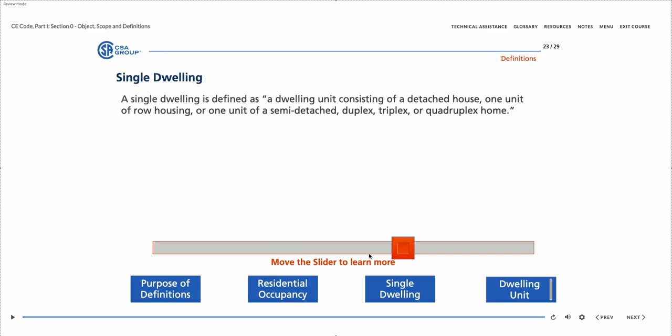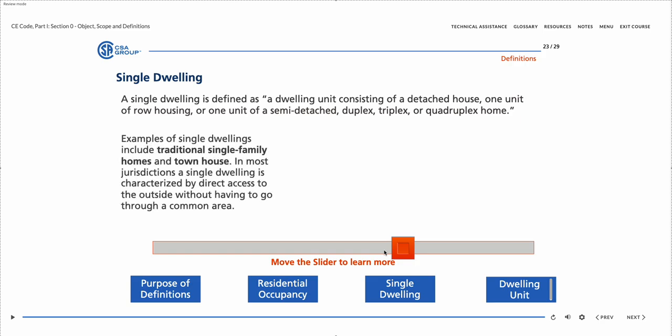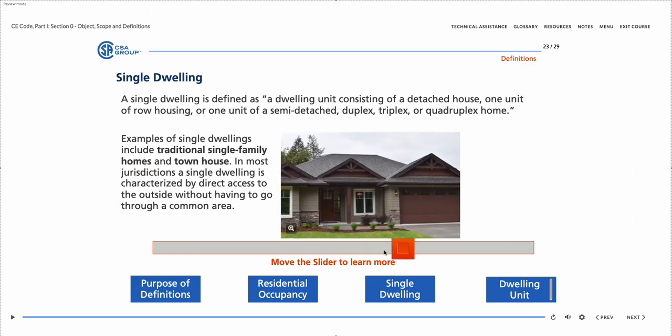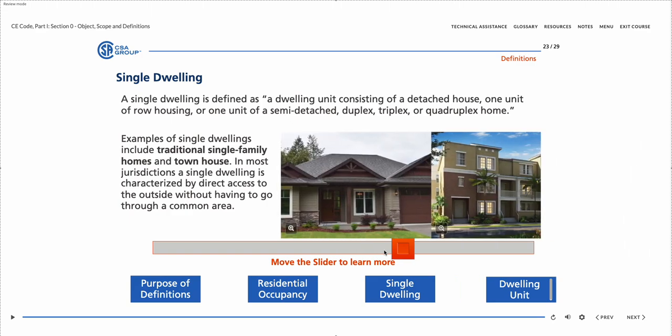A single dwelling is defined as a dwelling unit consisting of a house, one unit of row housing, or one unit of a semi-detached, duplex, triplex, or quadruplex home. Examples of single dwellings include traditional single-family homes and townhouses. In most jurisdictions, a single dwelling is characterized by direct access to the outside without having to go through a common area.